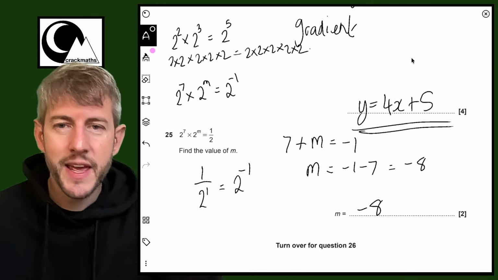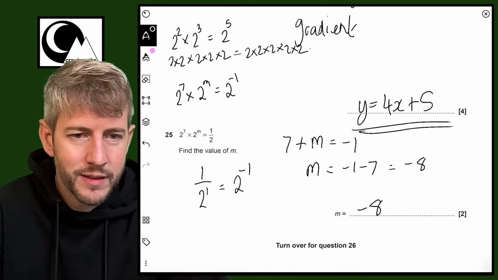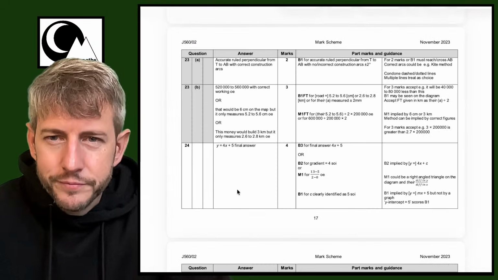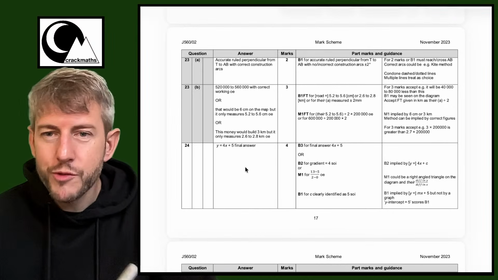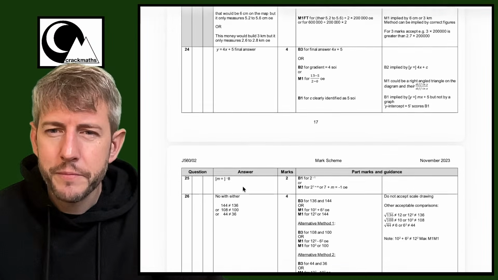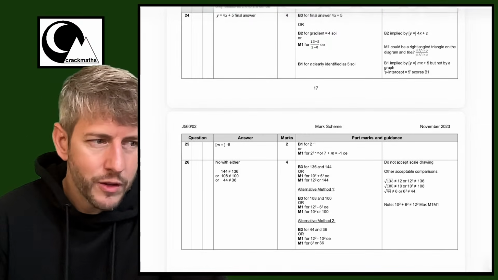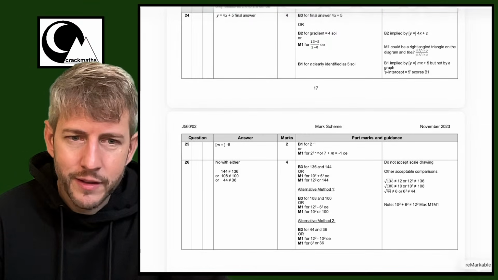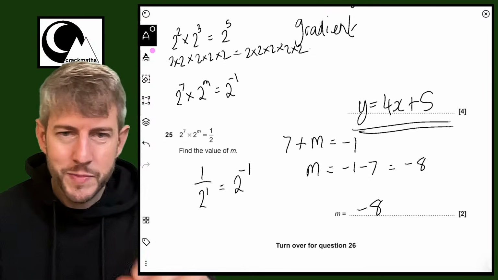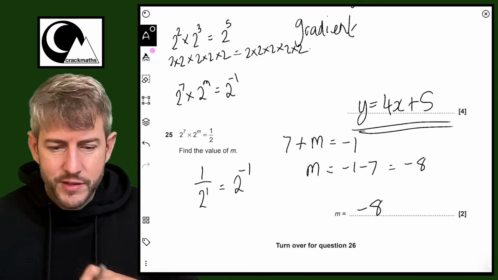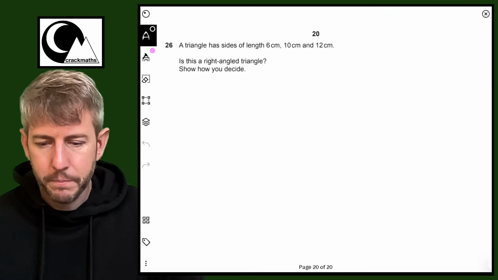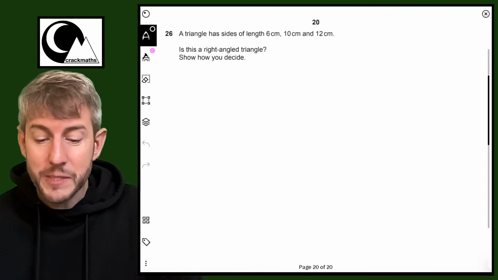Right, let's take a look to see if those were correct, and then we will move on. Yep, so the first one was right, 4x plus 5, and the second one was correct as well at negative 8. Right, let's have a look at the next questions. We must be getting close to the end now. Turn over for question 26. Okay, this is page 20 of 20.